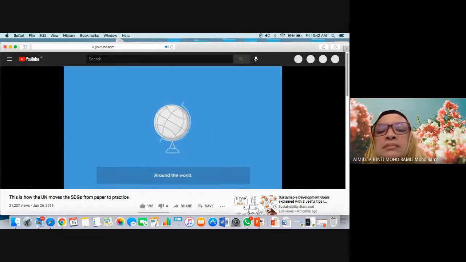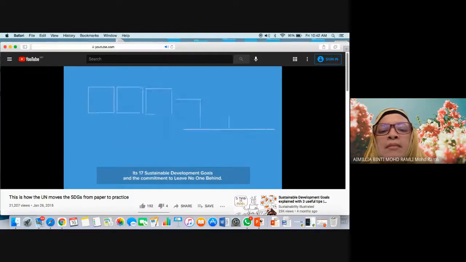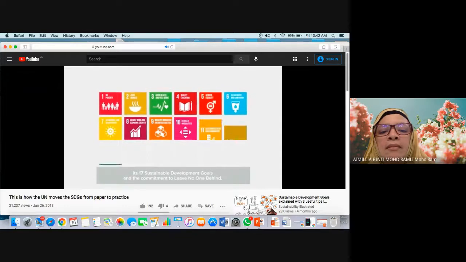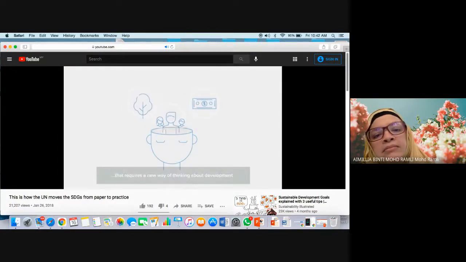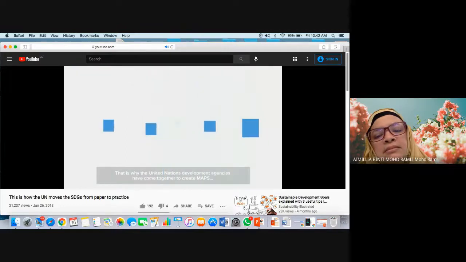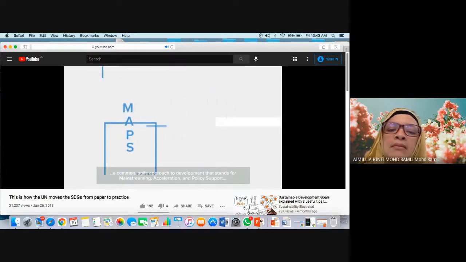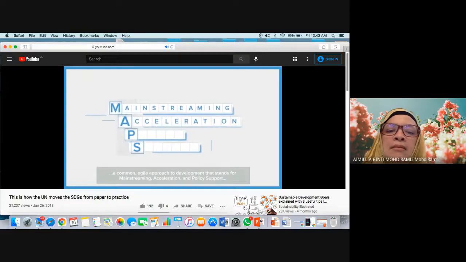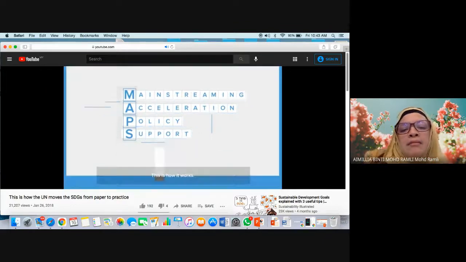Around the world, a complex orchestra of partnerships, know-how, and policy making is well underway to realize the promise of the 2030 Agenda, its 17 Sustainable Development Goals, and the commitment to leave no one behind. The 2030 Agenda is a composition of intertwined social, economic, and environmental goals and targets that requires a new way of thinking about development. That is why the United Nations Development Agencies have come together to create MAPS, a common agile approach to development that stands for mainstreaming, acceleration, and policy support to help countries move the SDGs from paper to practice. This is how it works.